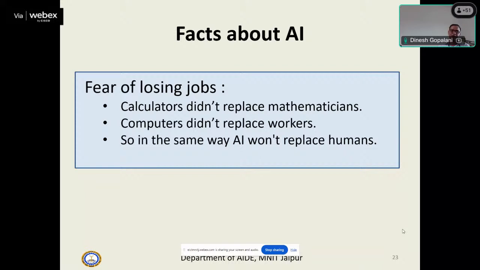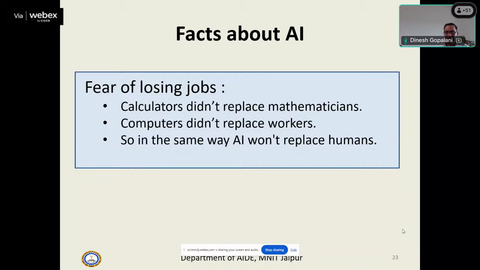So many of the sectors did computerization, digitalization. At that time also there was a fear that all the workers' jobs would be done by computers. So computers were going to replace all the laborers and workers, but it did not happen. We all know computers never replaced the workers. They made the skills requirement change.